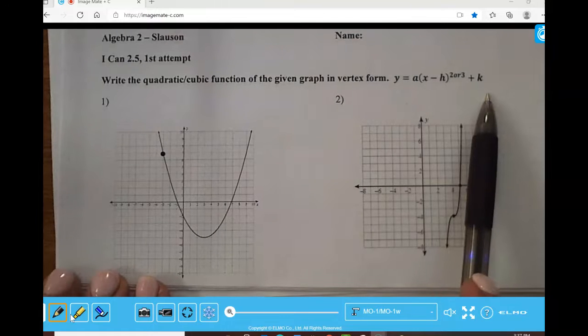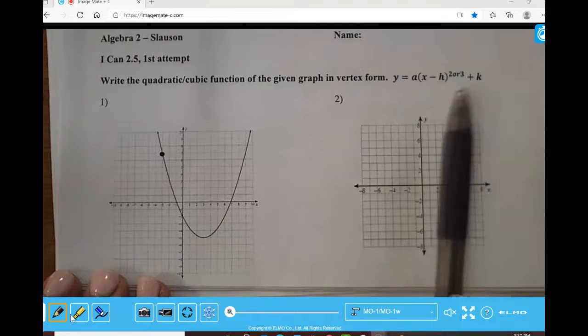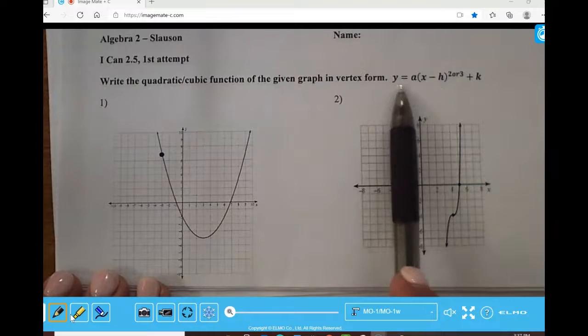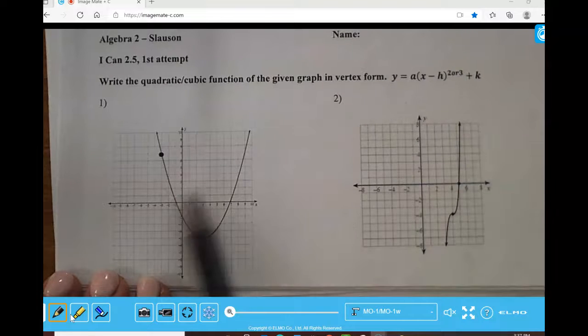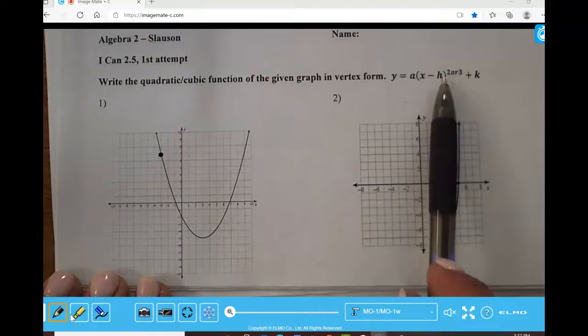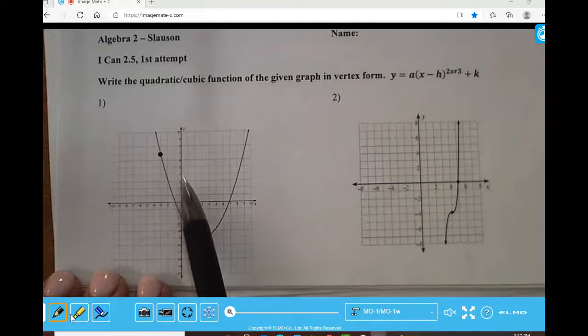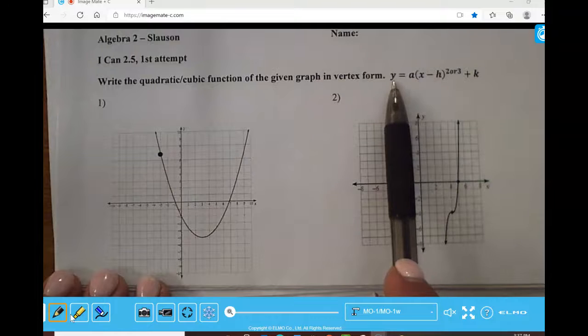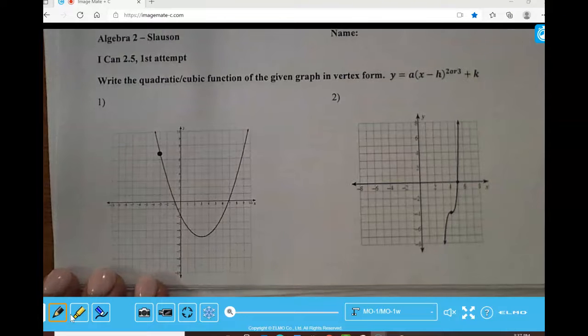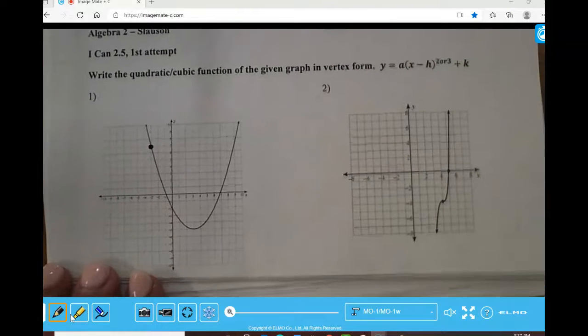So again, in the beginning of the semester, you were given an equation, and then we taught you how to graph, whether it was absolute value or a quadratic or a cubic. But now we're giving you the graphed function, and you're going to write the equation for it. So you need to identify two important points.